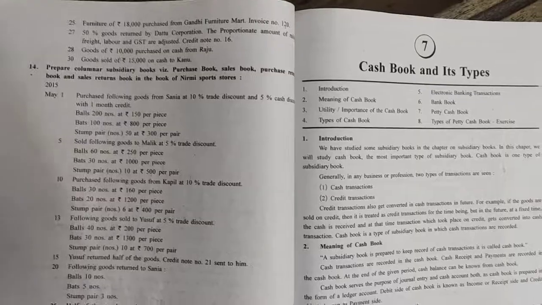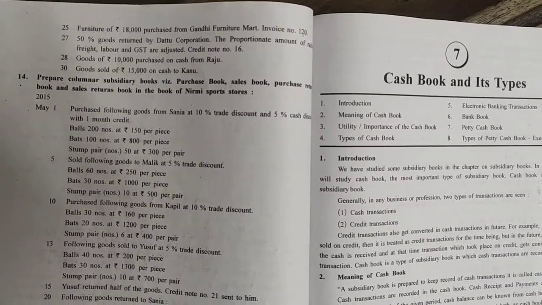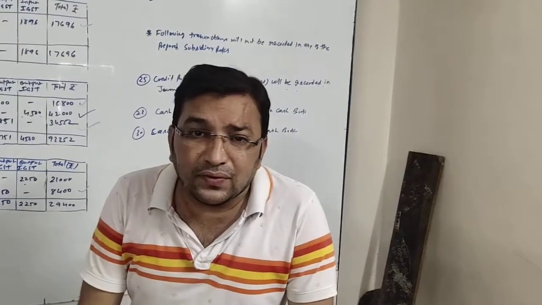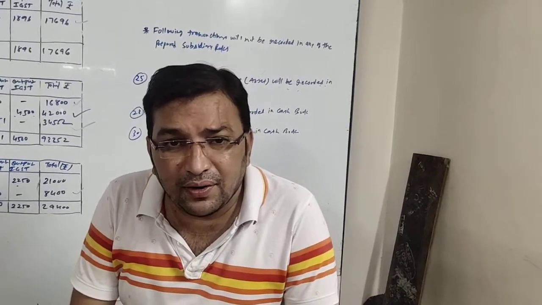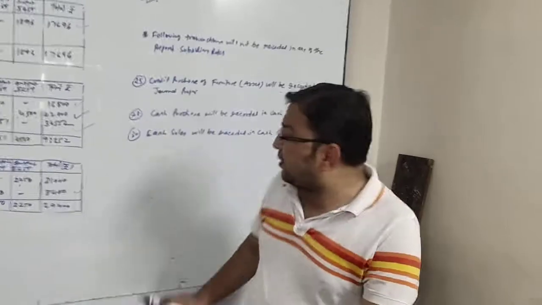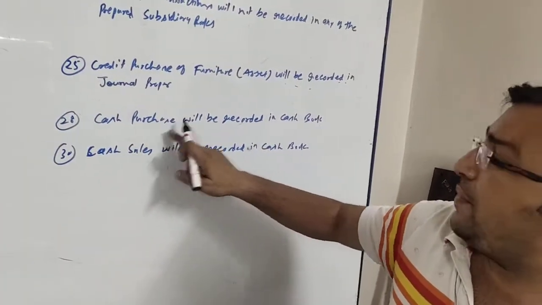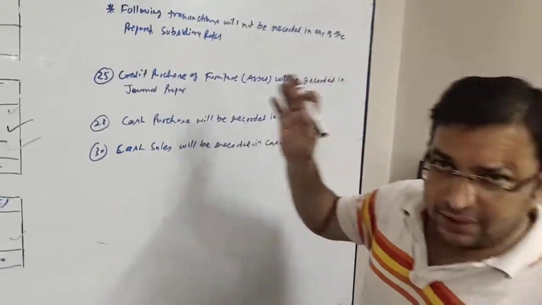Next, goods of rupees 10,000 purchased on cash from Raju. Cash transaction will be recorded in cash book. So here it is cash purchase, 28 date. Cash purchase will be recorded in cash book. Next transaction.